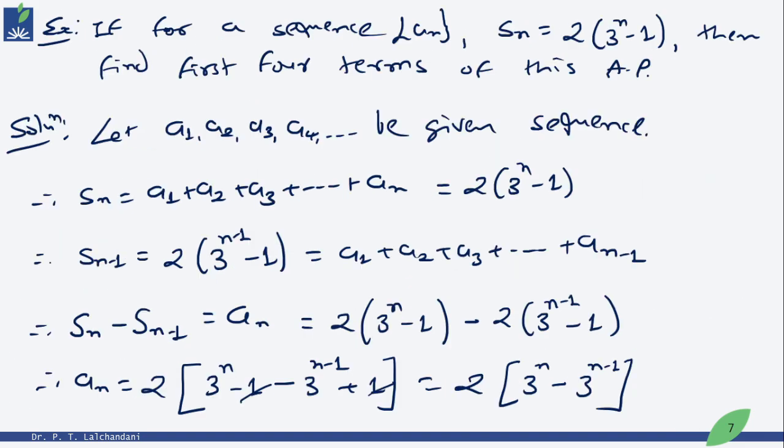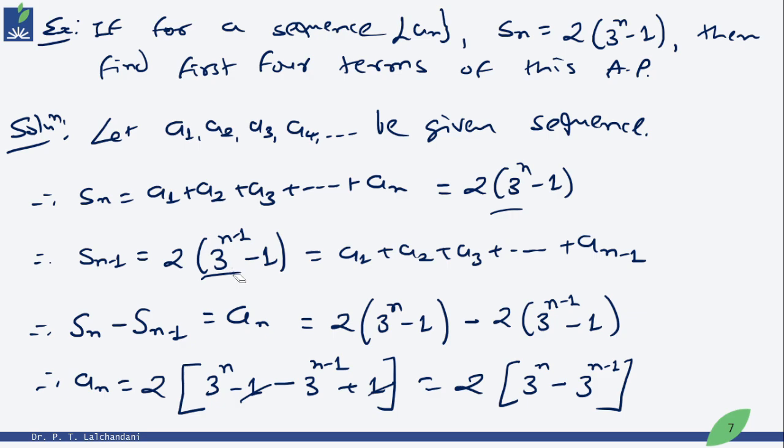Let us quickly recall what we have done in this example. Here we are given that the sum of first n terms is given by this expression, and we are asked to find out the first four terms of such an arithmetic progression. So we begin with a sequence a1, a2, a3 up to infinity. Then Sn will be a1 plus a2 plus a3 plus up to an, and this is given by this formula. So using this Sn, what will be Sn minus 1? Replacing n with n minus 1, we get the expression for Sn minus 1. Now subtracting Sn minus 1 from Sn, we are getting the value of an, and we are having formulas for Sn and Sn minus 1, right?